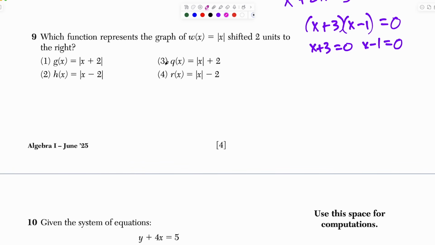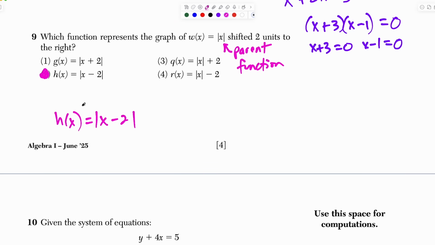Question 9, which function represents the graph of w of x equals absolute value of x shifted 2 units to the right? For this one, if you know your transformation rules, you could just take the starting function, which we usually call the parent function, and run it through the transformation. If we want to go 2 units to the right, we replace x with x minus 2. So we're looking for an answer choice that has absolute value of x minus 2. And right away, we can see choice 2 is our answer.